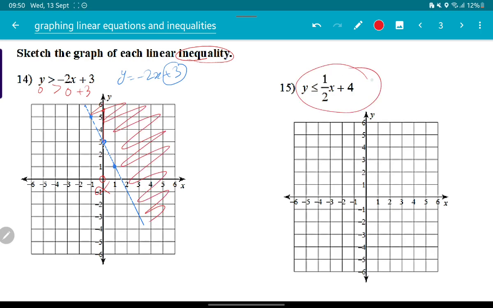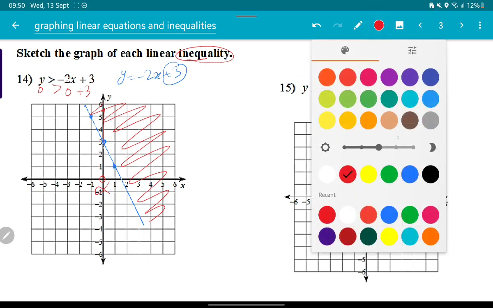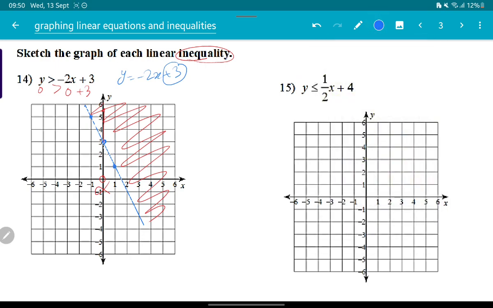Let's try this. Starting from 4, move 2 units and 1 up, because this is for x and this is for y. This is the run and this is the rise. Okay. Now for this, is it solid or dotted? This is solid because there is equal. So this will be a solid line.